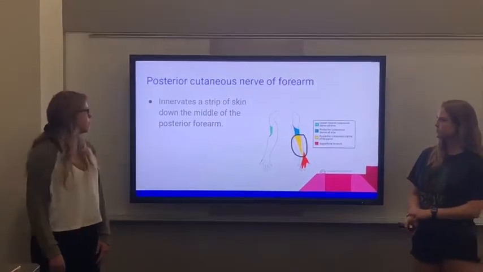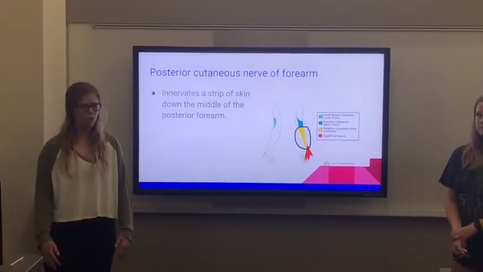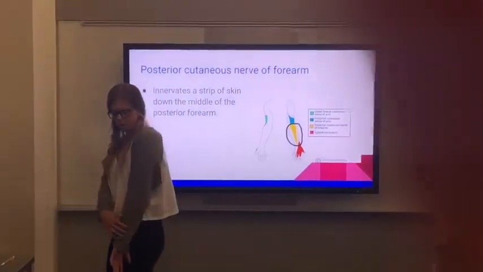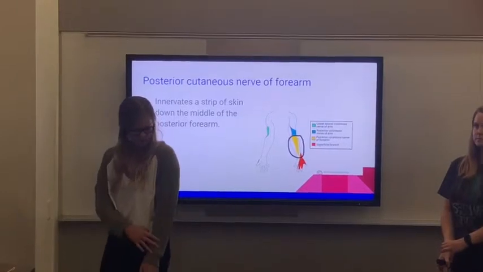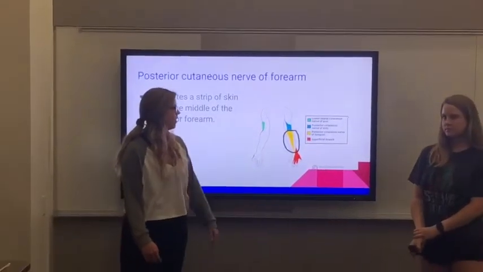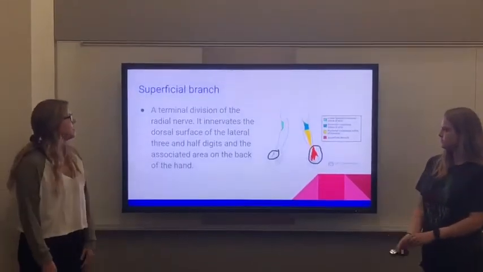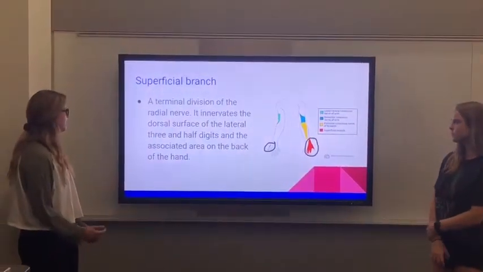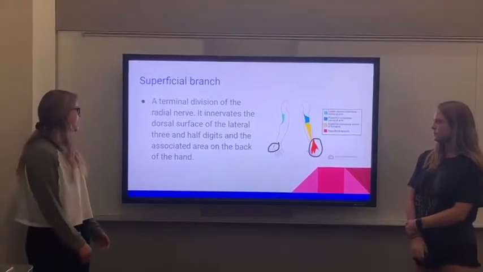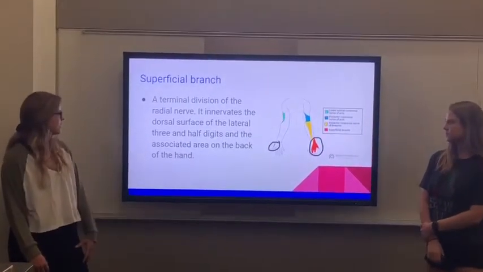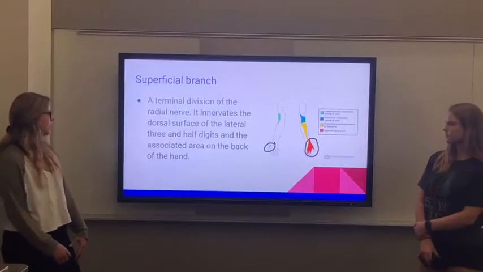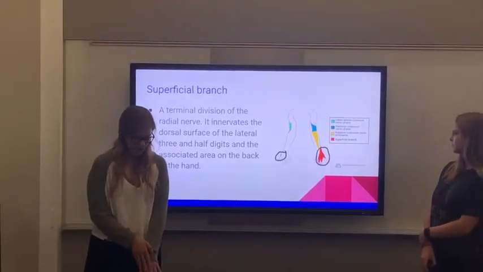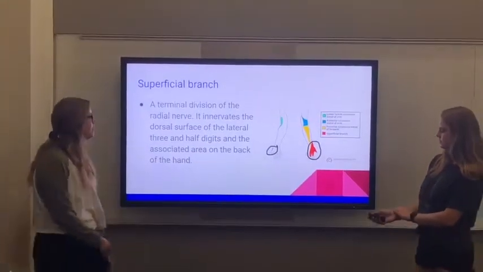Next one we have is the posterior cutaneous nerve of the forearm. This one innervates a strip of the skin down the middle of the posterior forearm, so back here, also depicted in the yellow. And then the last one is the superficial branch. This one is the terminal division of the radial nerve. It innervates the dorsal surface of the lateral 3.5 digits and the associated areas on the back of the hand, so right over here, and depicted in the red.